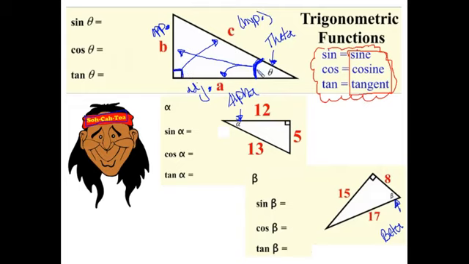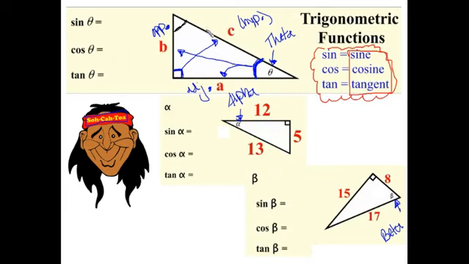So we always need to be careful about which angle we're focusing on because how we label the sides might change. For instance, if we were focusing on this angle up here, notice how A would be the opposite side in relation to this angle. But since we're focusing on theta, B is the opposite side for this particular angle.